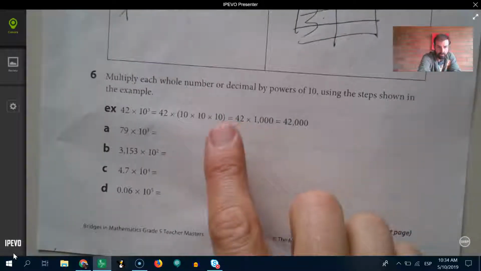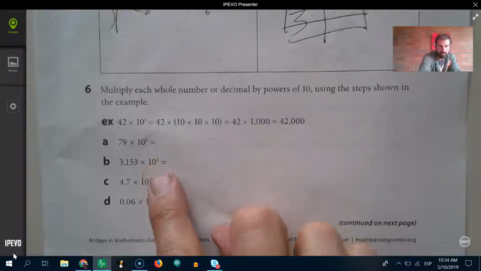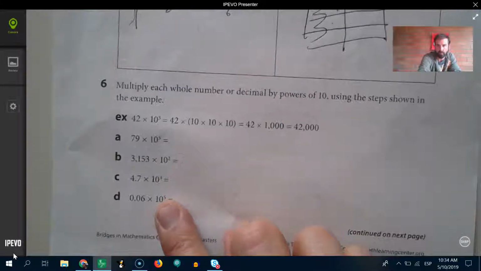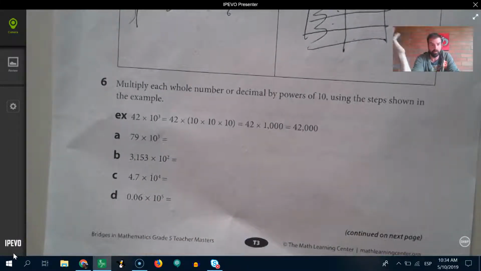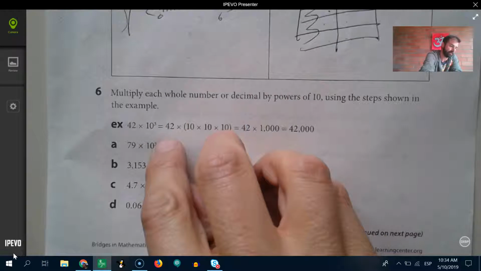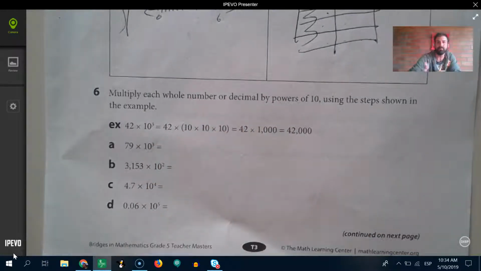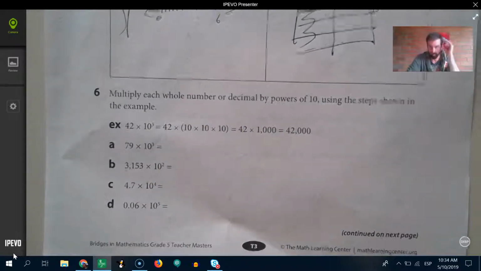I have 10 to the 3rd power, 10 to the 2nd power, 10 to the 4th power, and 10 to the 5th power. So I need to know a few things there. I need to know how to multiply by 10, and I also need to know what these little thingamabobbers mean. It's also asking, do you understand what an exponent is and how exponents are used to represent powers of 10? So I need to know that these are exponents. That's 3, 2, 4, 5, and what does that mean? Okay, what do those two different things mean?